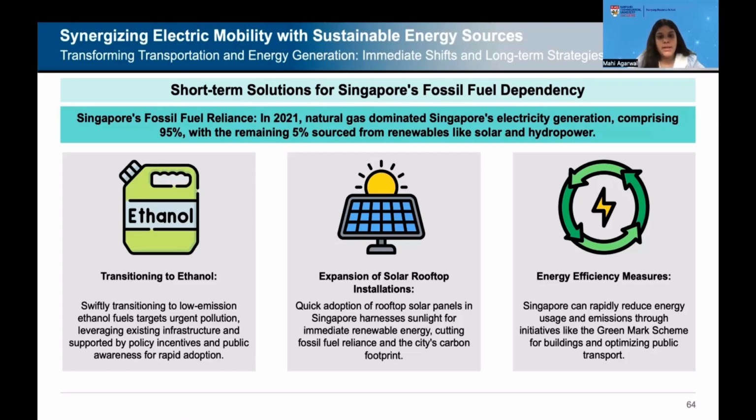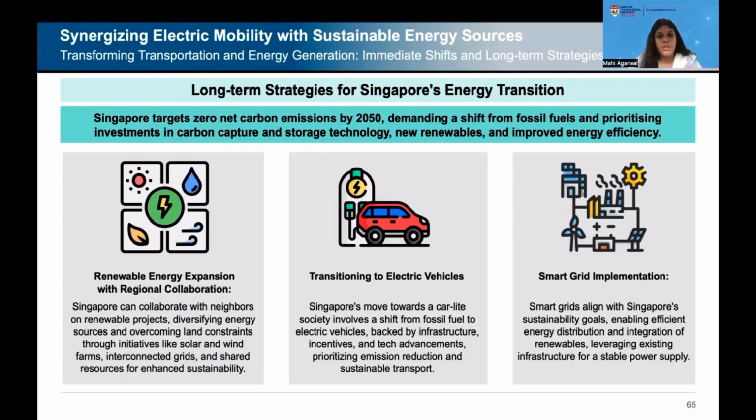Now, we move on to discuss the long-term strategies that can be implemented to achieve Singapore's mission of zero net carbon emissions by 2050. One key strategy involves extensive collaboration with neighboring nations. This collaborative effort enables Singapore to overcome space constraints by investing in solar and wind projects in neighboring countries. Solar farms in regions with ample space and offshore wind farms near coastlines tap into abundant solar and wind energy.